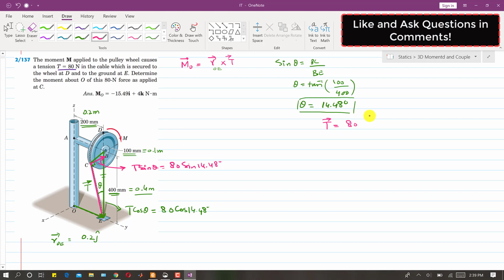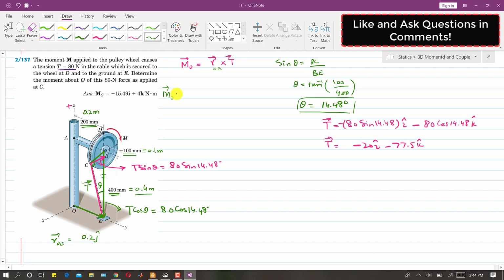So let's represent the T vector. The T vector will be equal to 80 sine of 14.48, along the negative x direction, so minus i. And since this component is in the negative z, we write minus 80 cos of 14.48 k. This is the vector representation. If I solve this, we will get the T vector. Now we can find the moment about O, as we know both the vectors.